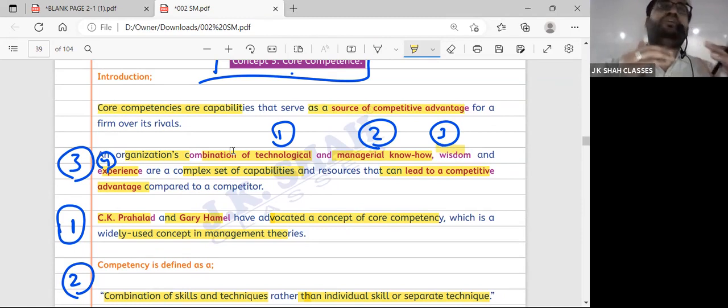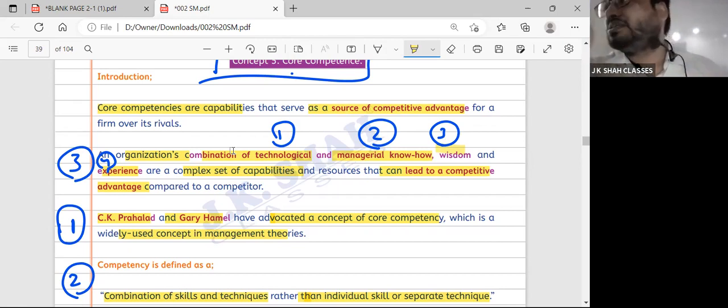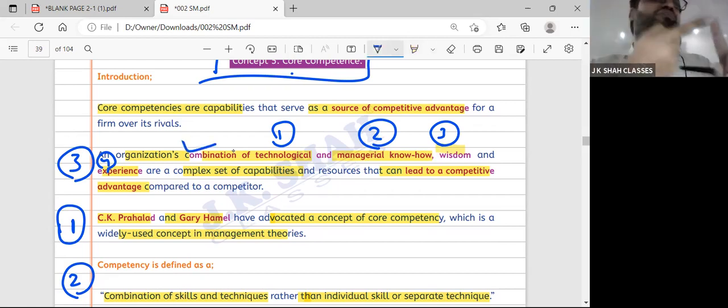So if you want to achieve competitive advantage, you should have core competence. You remember chapter number 1, benefits of strategic management. Seventh benefit: strategic management helps you develop core competence and competitive advantage. That time I told you we will study this in chapter 2. This is the time where we study core competence. What is core competence? A unique combination in the areas of managerial know-how, technological know-how, wisdom and experience, which we have but our competitors don't have.